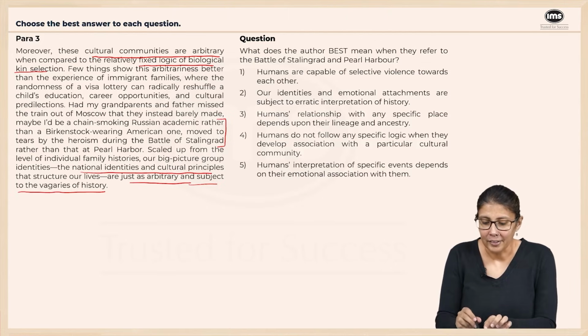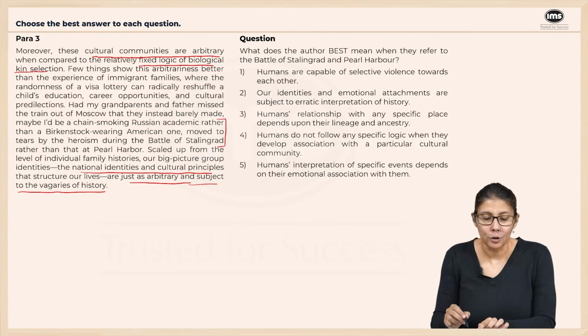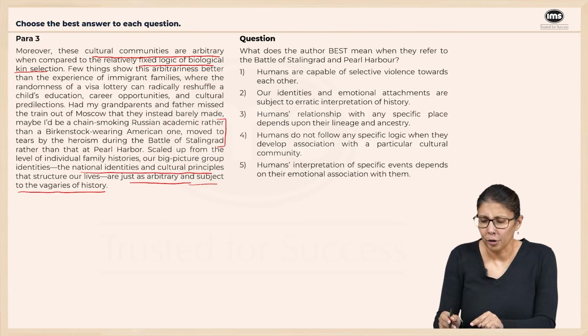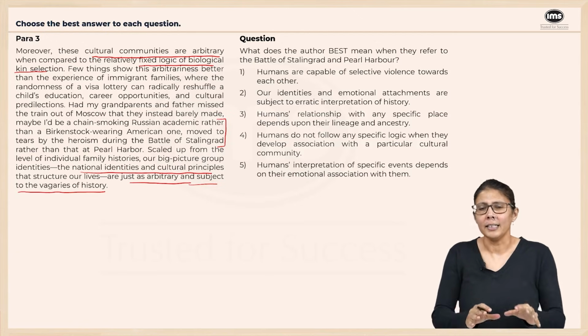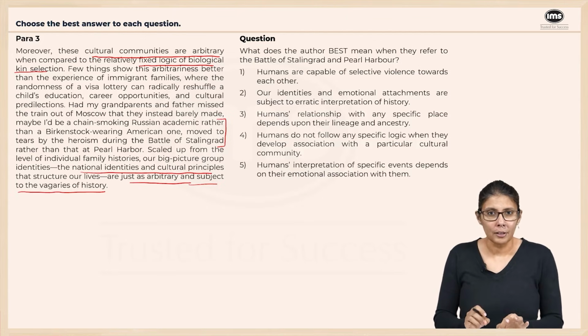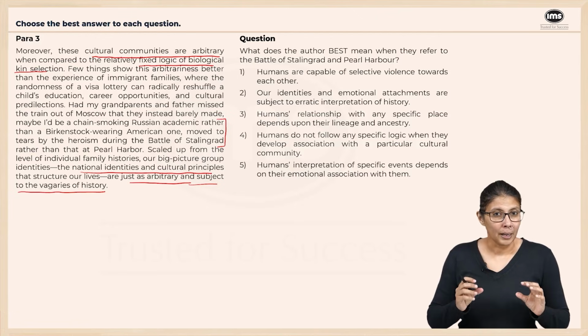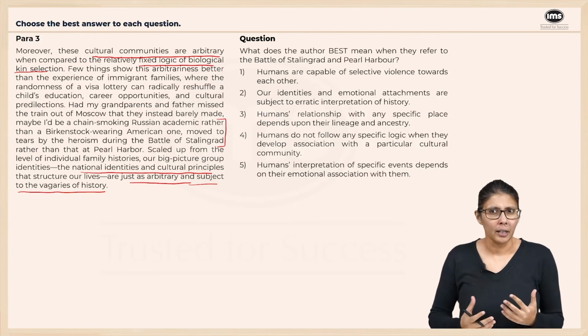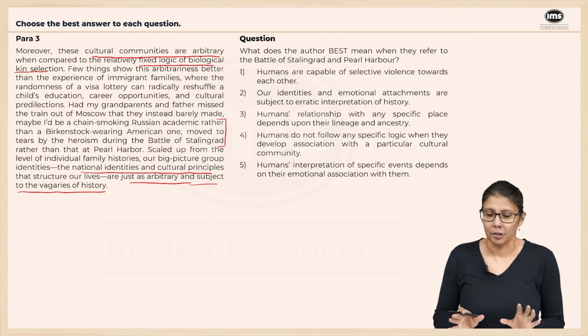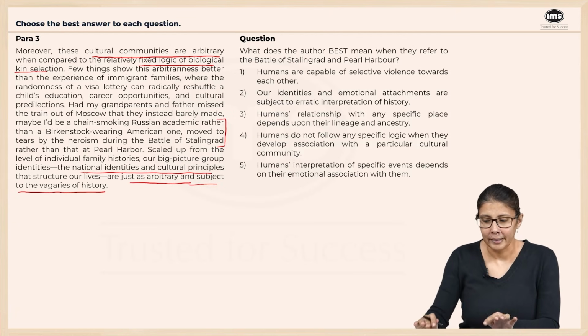Our first option says humans are capable of selective violence towards each other. But here we are talking about our emotional response to certain events. We are not talking about violence. I mean, yes, here we are talking about battles necessarily, but the focus is not on the violent aspect, but the fact that when we hear these stories, then we are likely to be moved by them, depending on our group affiliations. So option 1 misses the point.